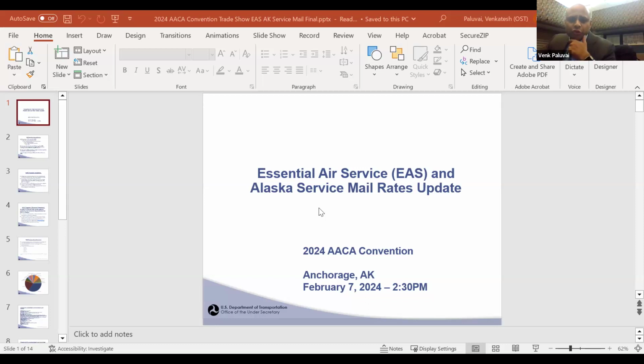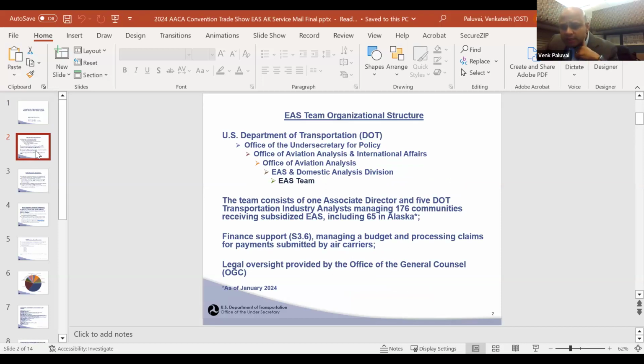I'm not going to go through too much of the EAS portion of this because I rarely get a lot of questions about it. But before I say that, our team here at DOT sits in the U.S. Department of Transportation under the Office of the Undersecretary for Policy within the Office of Aviation Analysis and International Affairs, specifically domestic, just so you know where we are. Historically, I haven't gotten a lot of questions about EAS, but if anybody has any questions, I would like to open it up now.